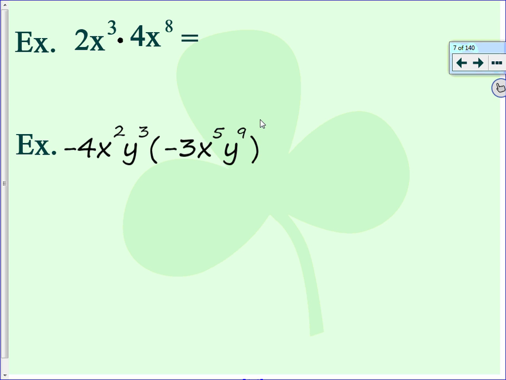All right, now for these examples, what you're going to see are some coefficients and some exponential factors. So 2 and 4 are coefficients. So with the 2 and the 4, you're just going to multiply these together as you would always. So the 2 times the 4 is 8. So you multiply those together. And DJ, what would you get if you multiply x cubed times x to the 8th? You get 11, or x to the 11th power. Good. So that's going to be 8x to the 11th.